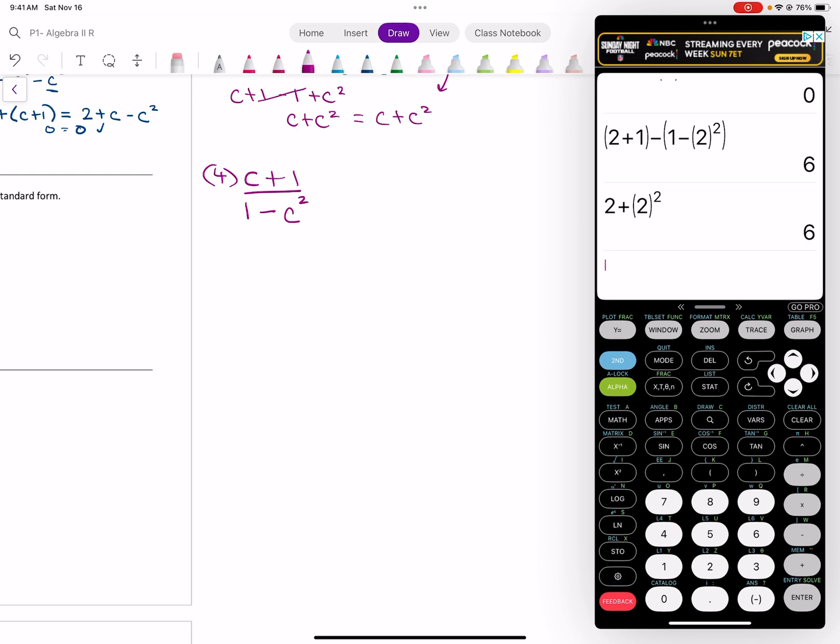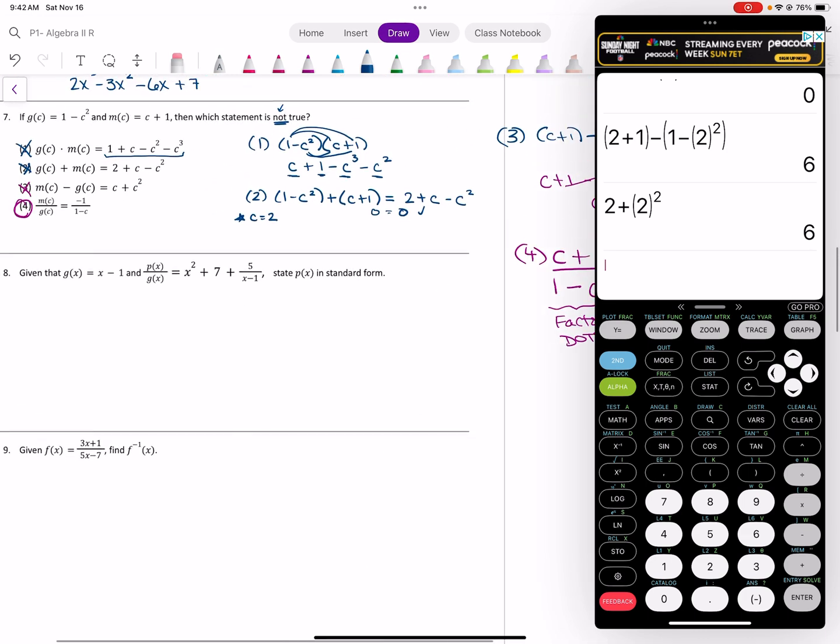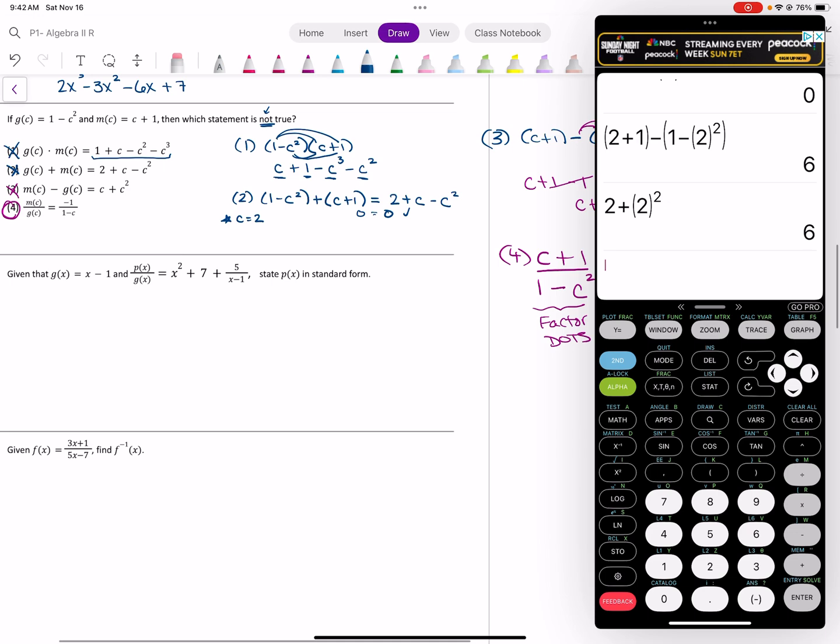So this one, they're actually expecting you to factor if you are doing this by hand, which is c plus 1. And on the bottom, it is 1 minus c, 1 plus c. So c plus 1 and 1 plus c cancel, and you're left with 1 over 1 minus c. They're saying it's negative 1 over 1 minus c. So that's why that one is incorrect. But you could have done your little SAT trick there also. You could have plugged in a number for c and seen if they were equal.